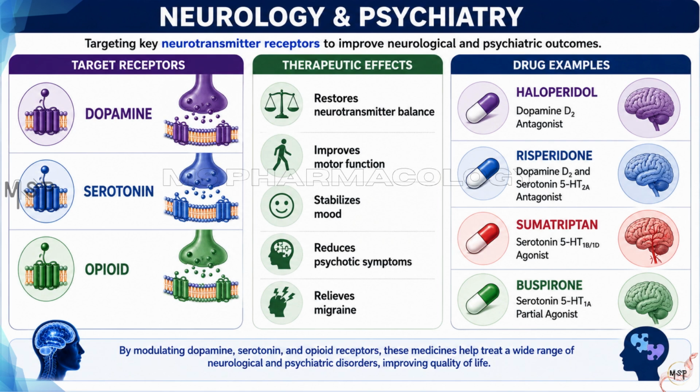GPCRs are also abundant in the central nervous system, where they regulate movement, mood, cognition, reward, and neurotransmission. Alterations in GPCR signaling contribute to disorders such as Parkinson's disease, schizophrenia, depression, anxiety, and migraine. By selectively activating or blocking dopamine, serotonin, and opioid receptors, drugs restore neurotransmitter balance, improve motor function, stabilize mood, and relieve neurological and psychiatric symptoms. Examples include haloperidol, risperidone, sumatriptan, and buspirone.